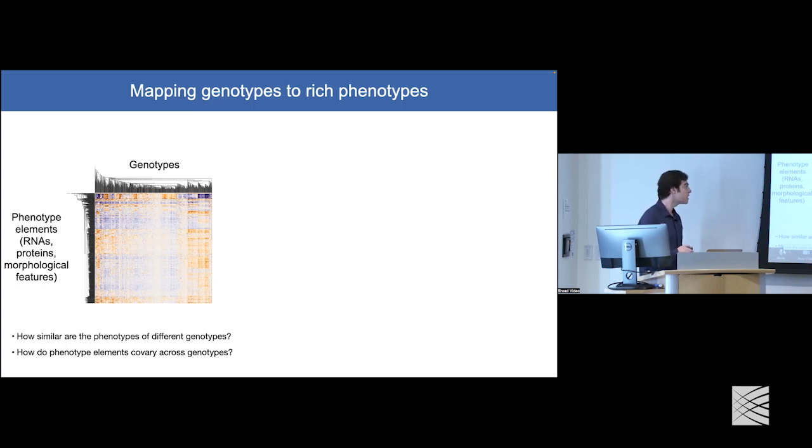The other, and one that I'm really actually quite excited about, is that you can directly probe how similar the phenotype elements are. So for example, if you have two RNAs, and these two RNAs tend to covary across many perturbations, that might indicate something about their functional relationship. And this could also be true for two proteins or even two morphological features, the cell size and the nuclear size that are scaling together across many perturbations.